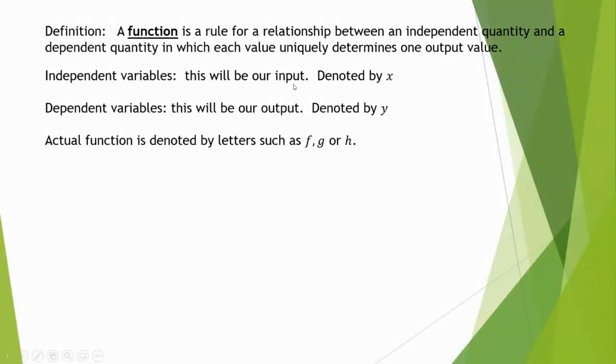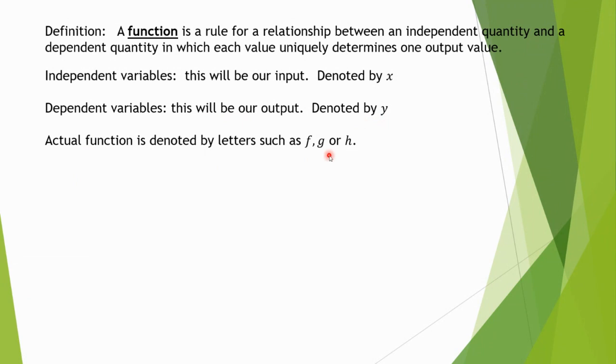We said independent. The dependent variable, that is what comes out of the function. That's our output. The idea, again, is that for each value of our independent variable, the function is going to give us a unique value for our dependent variable, the output. For each input, you get one output, and y denotes the output.